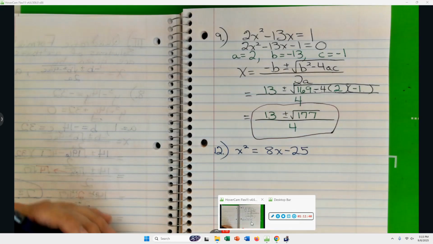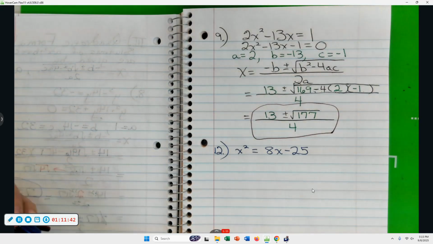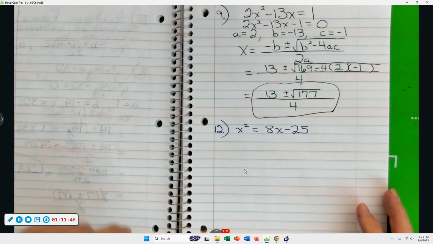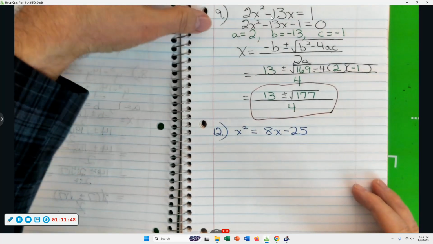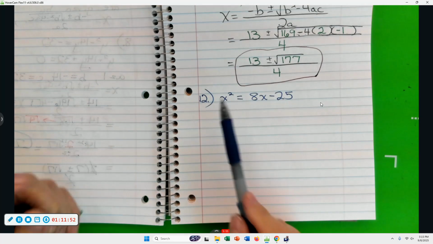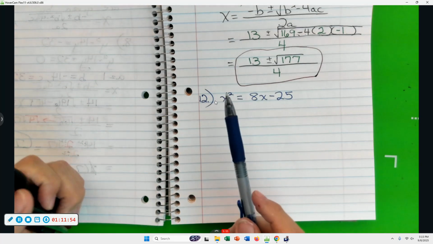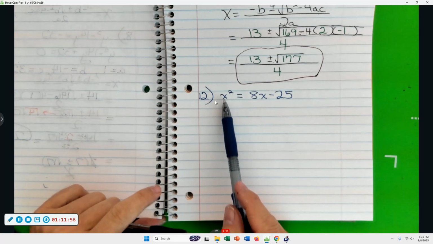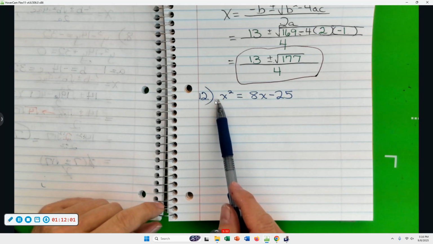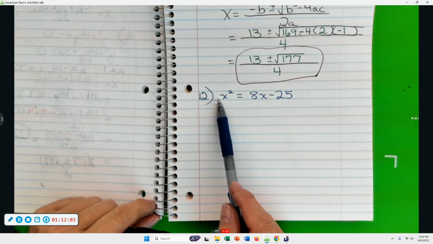X squared is equal to 8x minus 25. I need the equation with 0 on one side and the other side in descending order. Okay, when I look at this x squared, the coefficient is an assumed positive 1.